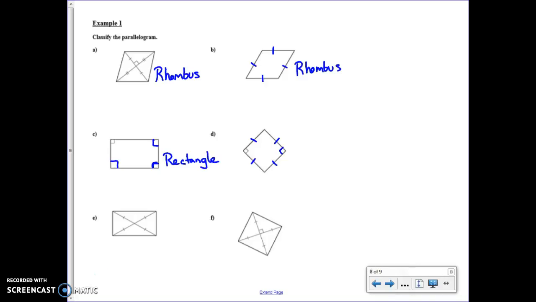Then just like we used on part C, this one has to be a right angle, and then this one has to be a right angle. So suddenly all of the sides and all of the angles are marked. We know we have a square.